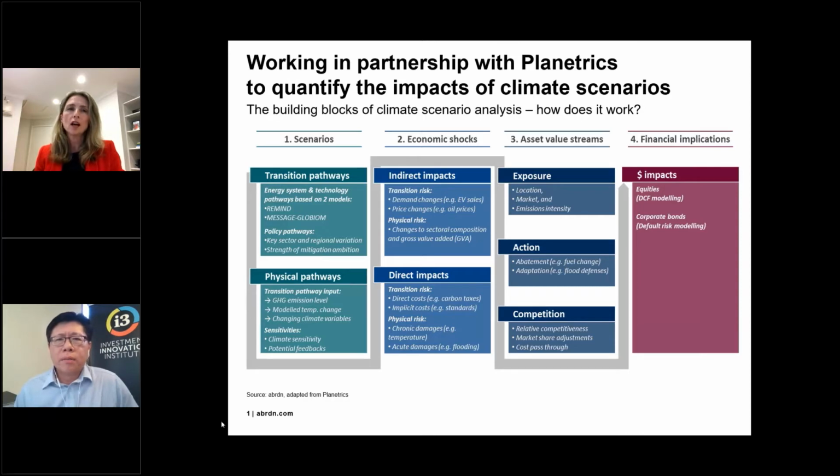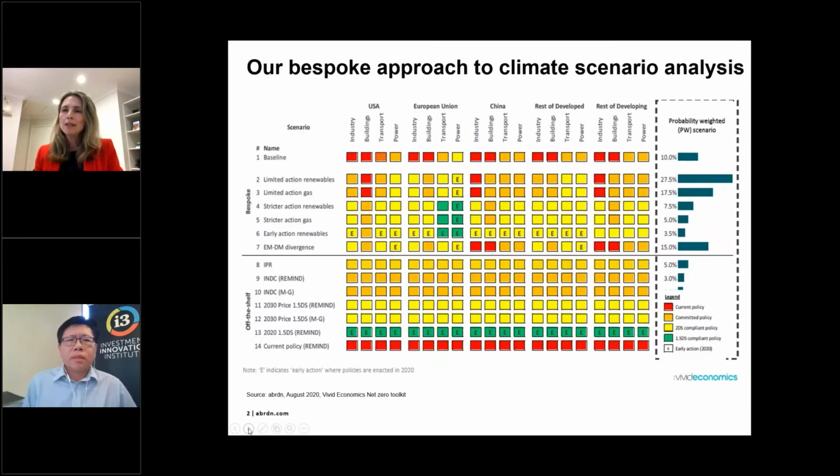So thanks for that slide. I do have another slide, if you could please bring that one up. And these are the scenarios. So these are the scenarios that we use and that we have developed as well. Internally, we do work with a provider, Planetrix, who's part of the McKinsey group, on our climate tool modelling.